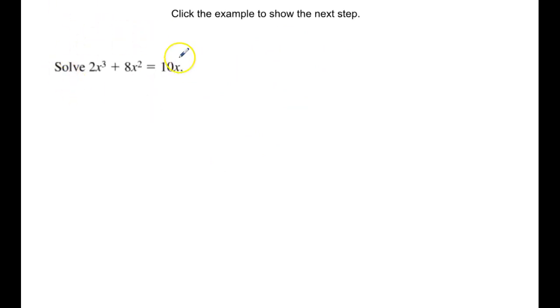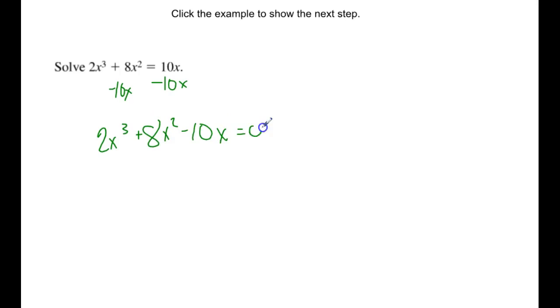So now I'm looking to solve some of these, right? We can also use this strategy to solve things. So when I'm solving an equation, I want to get everything to one side. So the first thing that I will do is I will subtract 10x from both sides. So now I have 2x cubed plus 8x squared minus 10x equals 0.